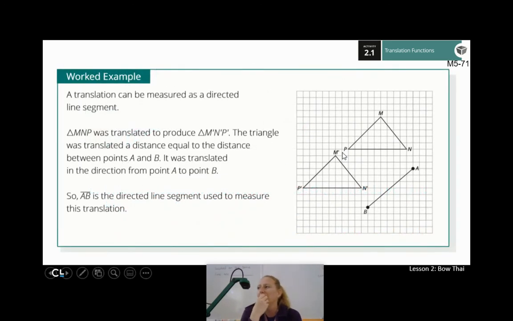So this is interesting. A translation can actually be measured as what we call a directed line segment. It's a line segment, but we have to remember direction matters as well. So triangle MNP was translated to produce triangle M prime N prime P prime. This triangle was translated a distance equal to the distance from point A to point B. So AB is what we would call the directed line segment that we use to measure this translation.